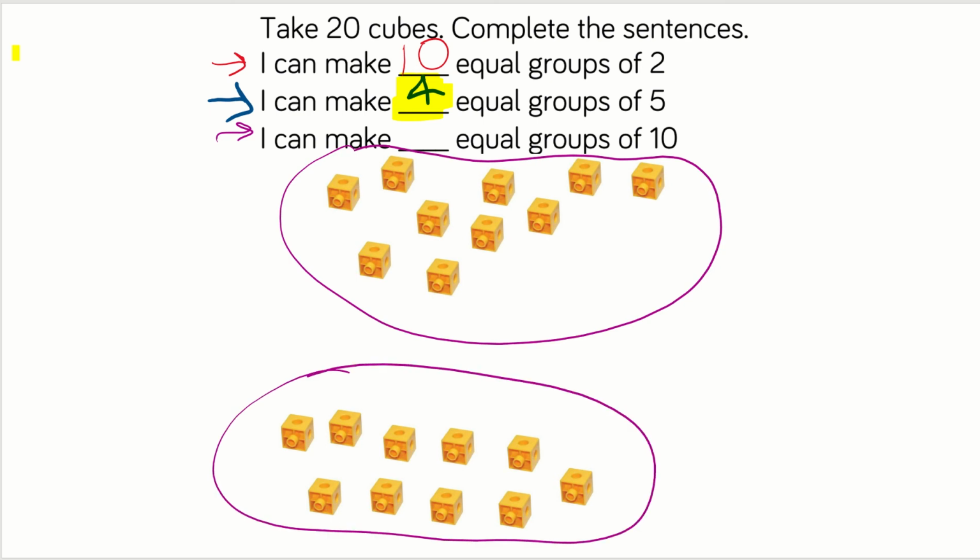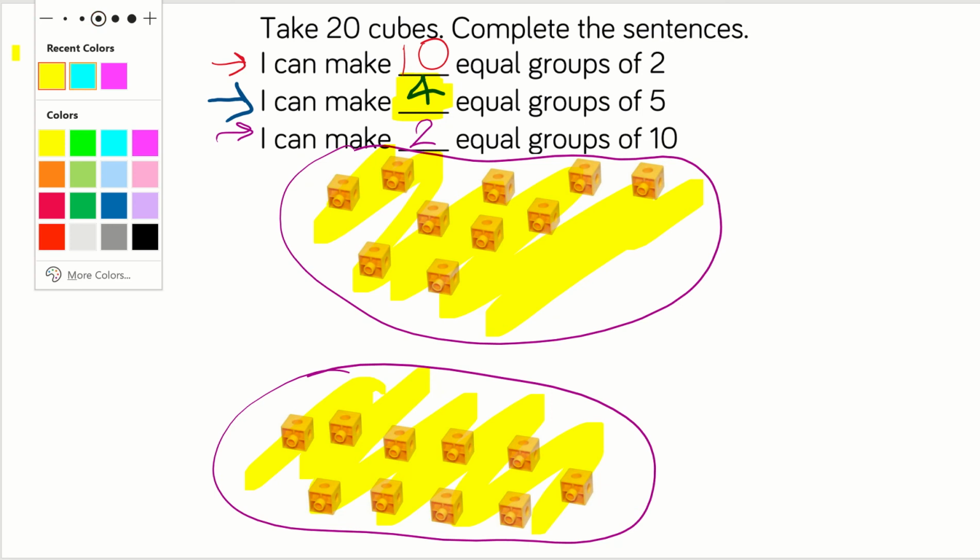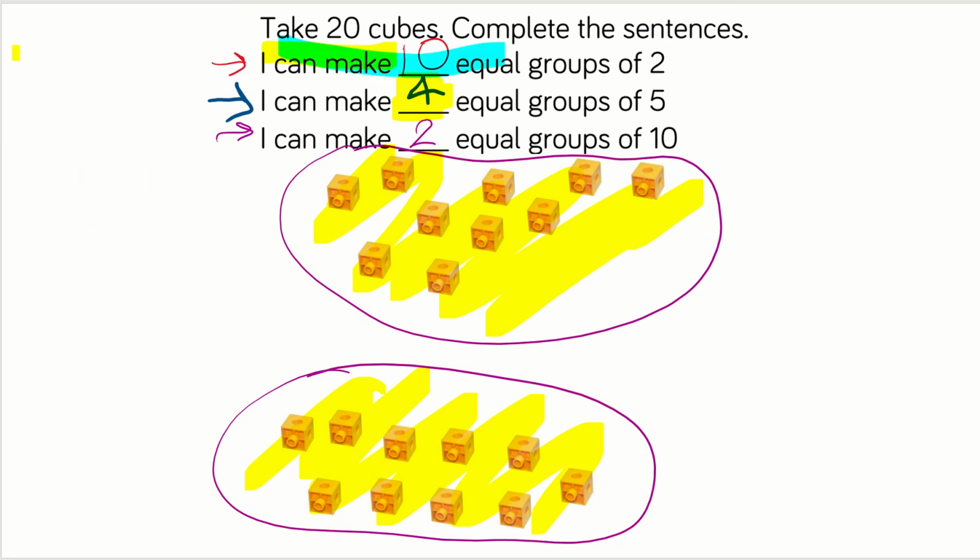How many groups do we have? Well, we have 1 group of 10, 2 groups of 10. So I can put 2 groups of 10. So with 20 cubes, I can make 10 groups of 2, 4 groups of 5, 2 groups of 10. Notice how this one and this one are linked. 10 groups of 2, 2 groups of 10.